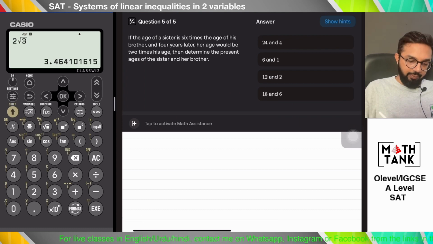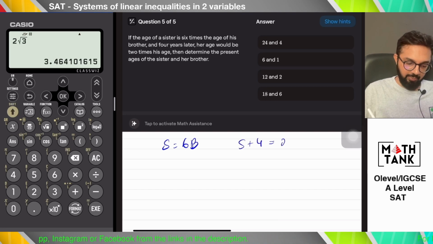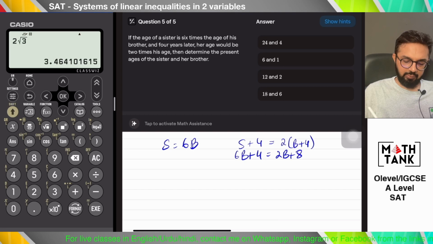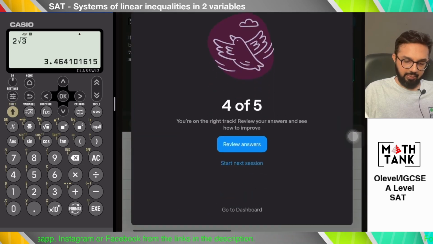If the age of a sister is 6 times the age of her brother, and 4 years later her age would be 2 times his age, so the brother is also grown by 4 years, then determine the ages of the sister and her brother. So that's simple, I think, then. Brother is 1, so the sister must be 6, 6 and 1. Yes, that is the correct answer.